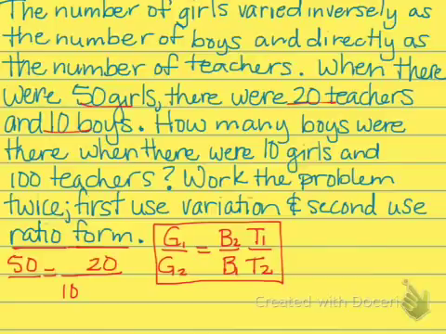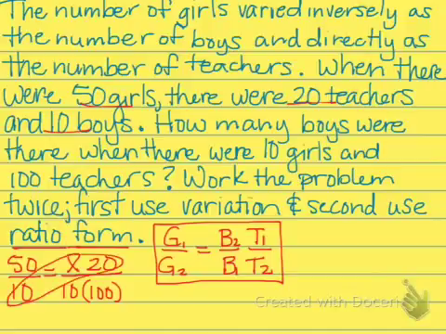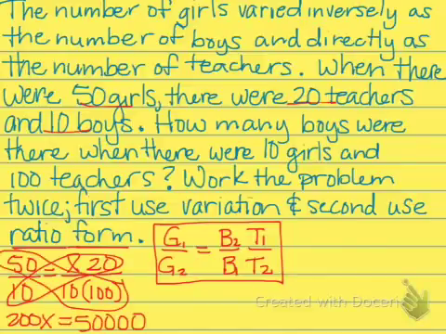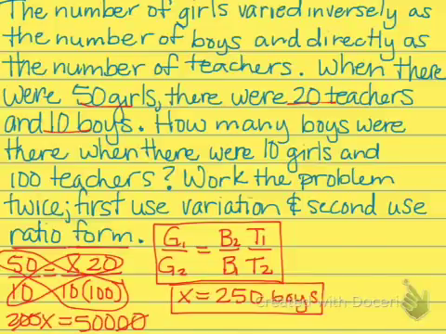Now we come down to our other information. How many boys were there? So B is going to be our variable, when there were 10 girls and 100 teachers. So we're solving for B, or in what I've written is X. And we just need to solve from here. We can cross multiply. 10 times 20x is 200x. And then 50 times 10 times 100 is going to give us 50,000. We can cancel out 2 of those zeros. And so 2 goes into 500 250 times. So there's 250 boys.